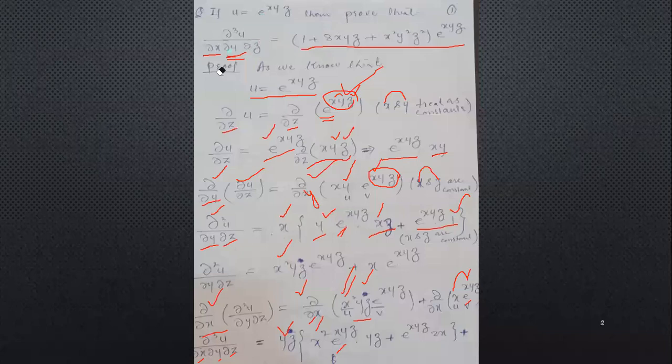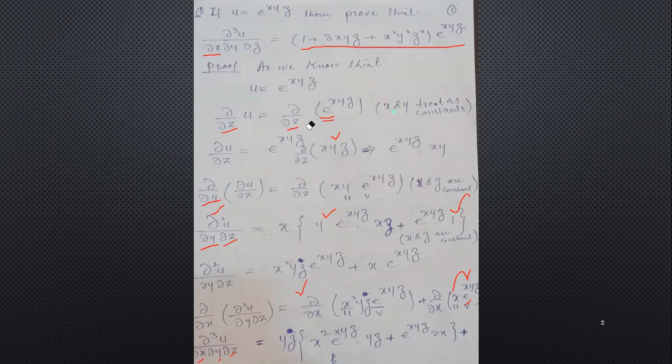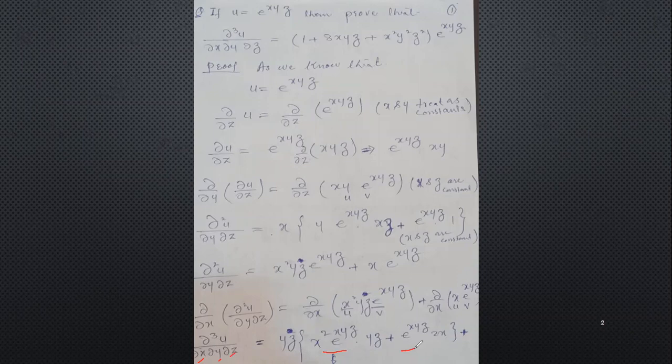When we take the derivative and after that, we take e power xyz common. Now here we have e power xyz, and also here we have e power xyz. When we simplify this, we get e power xyz.